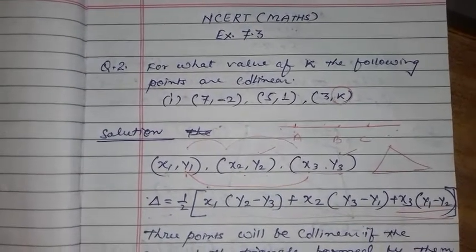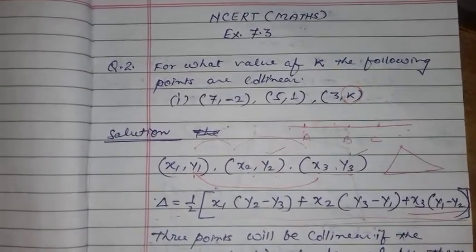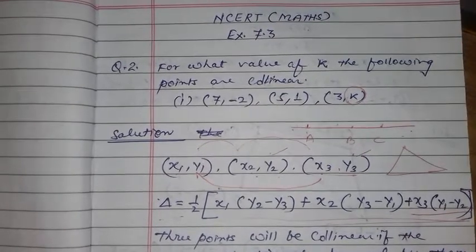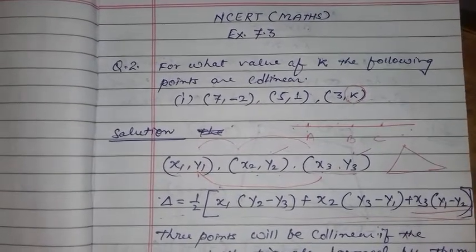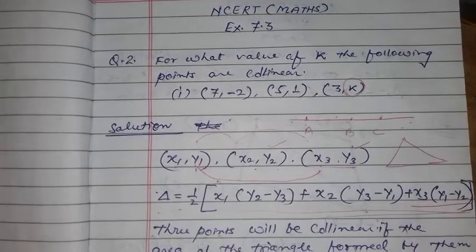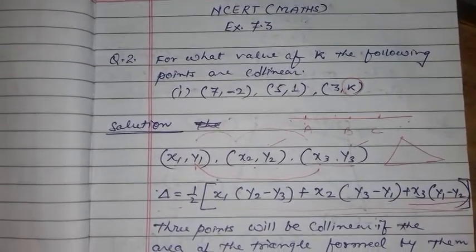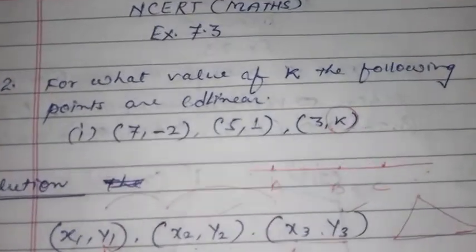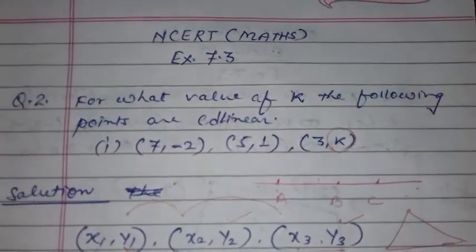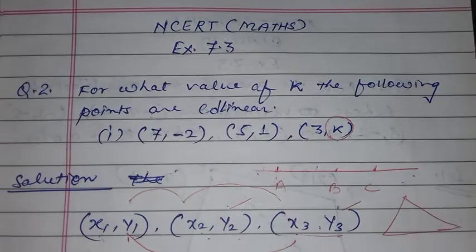Dear student, in today's video, we are going to solve question number 2 of exercise 7.3. The question is, for what value of k are the following points collinear? The points given are (7, -2), (5, 1) and (3, k).